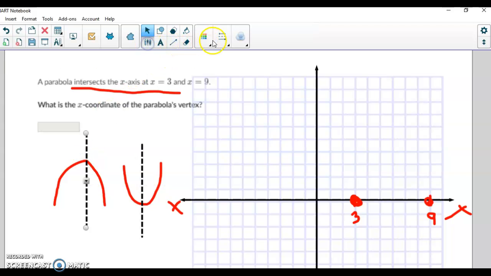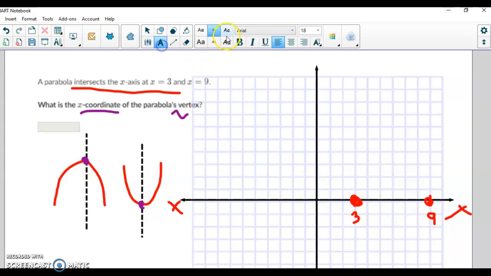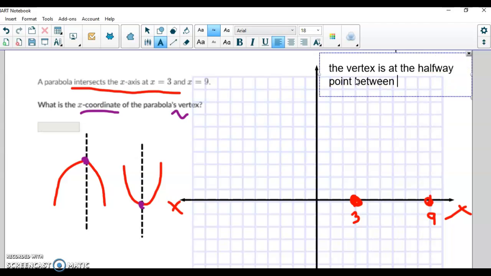The high point is going to be the vertex, and the question asks for the x-coordinate of the parabola's vertex. The vertex is going to be at that halfway point. So you want to think, what is the halfway point? The vertex is at the halfway point between 3 and 9. So what is the halfway point between 3 and 9?